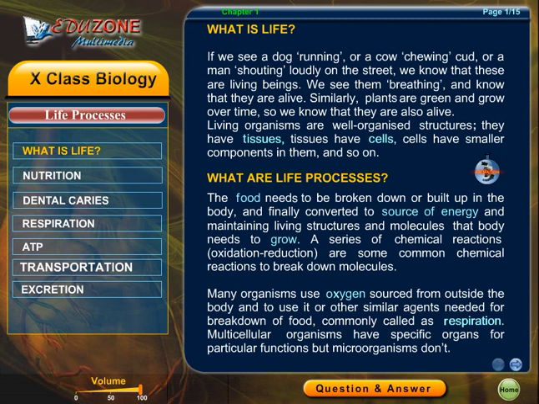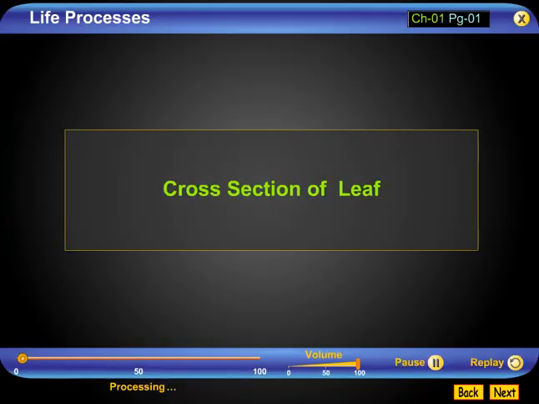A series of chemical reactions, oxidation and reduction, are some common chemical reactions to break down molecules. Many organisms use oxygen sourced from outside the body, and they use it or other similar agents needed for the breakdown of food. Commonly called respiration, multicellular organisms have specific organs for particular functions, but microorganisms don't.